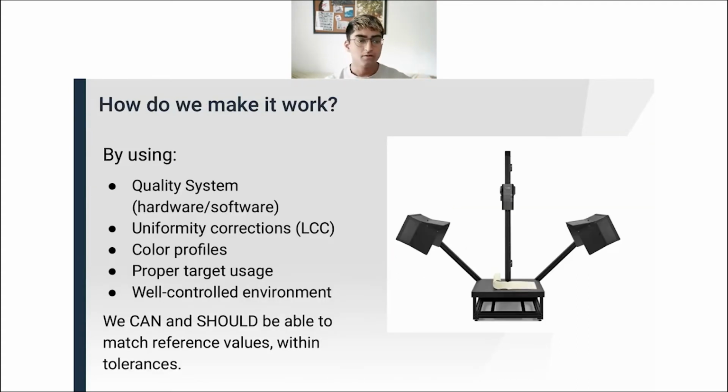So we are gonna have some ways that we work around that. We're gonna use a high quality system for our hardware and our software. We're gonna have uniformity corrections through our LCCs. We're gonna create good color profiles from our targets. We're going to make sure that we're using those targets correctly, right? So we have good reference data, we have them in the right spot when we're measuring them. And we're going to make sure that we have a well-controlled environment, right? So vibration, masking off light that is sort of stray, so we're getting the right contrast and the right color. And with this stuff, we can and should be able to match those reference values within those tolerances, okay?